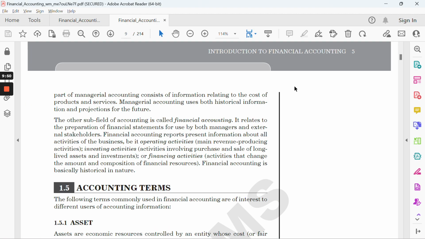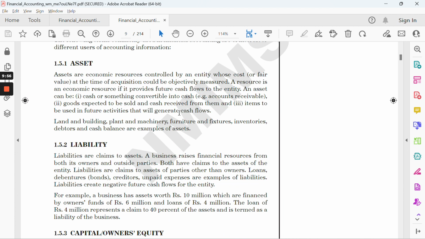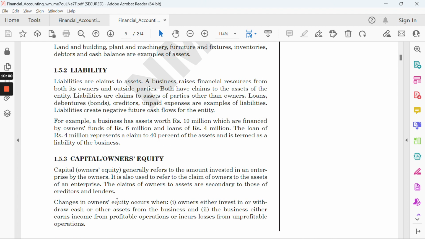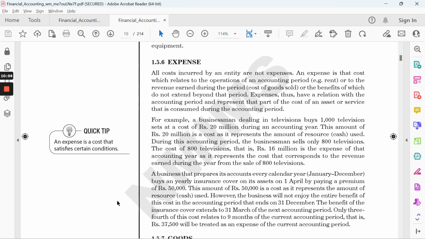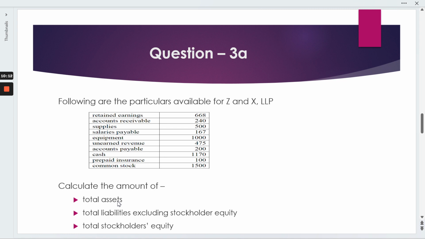So you just need to refer to page number 5. On page number 5, we have the different accounting statements. One is asset, so you can just write about what is an asset. Then next comes the liability, and the third one is the capital or owner's equity. You can just specify these things, and after that you need to solve the numerical based on your understanding. So let's quickly see what covers under which part.